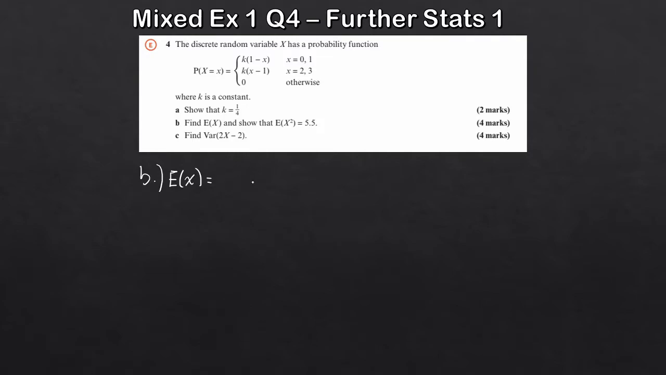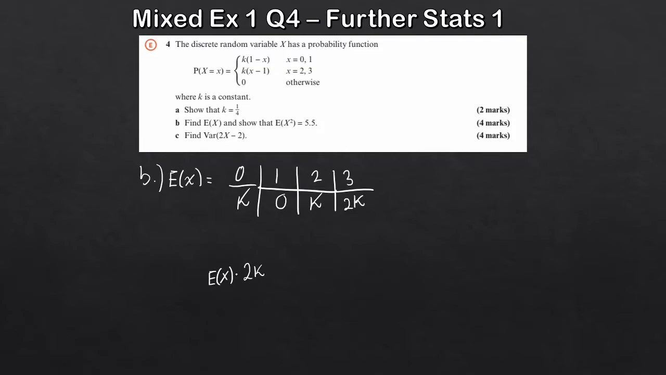So what I mean by that is, I probably should have actually kept it. So we had 0, k, we had 1 and 0, we had 2 and k, and we had 3 and 2k. So to get the expectation of x, all I do here is I times my x by my probability. So 0 times k, just 0, right? 1 times 0, again 0. 2 times k, so that'll give us 2k, and then 3 times 2k gives us 6k there.